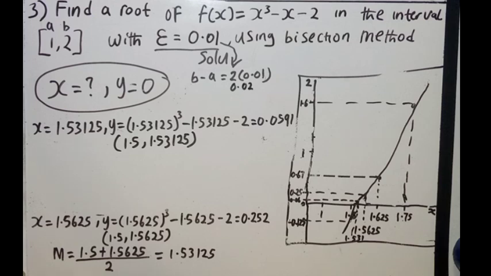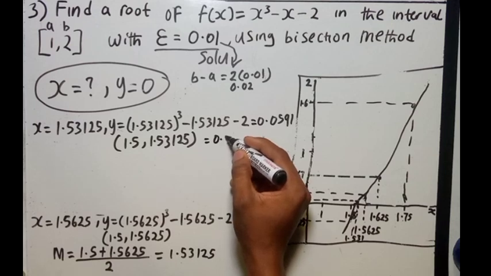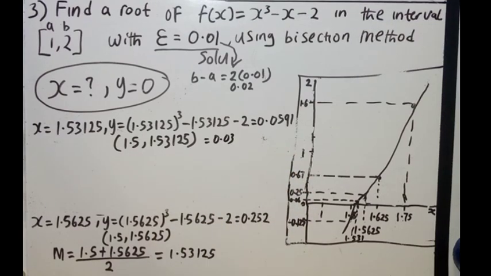Now we will say 1.53125 minus 1.5, and we are having approximately 0.03. So we are not there yet. Let's try one more time.